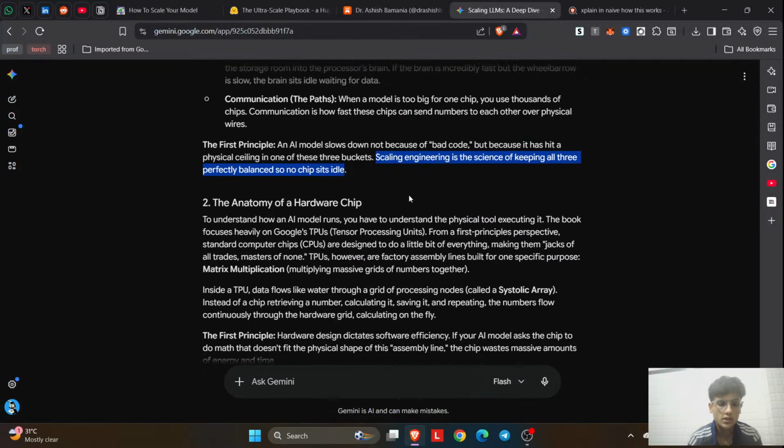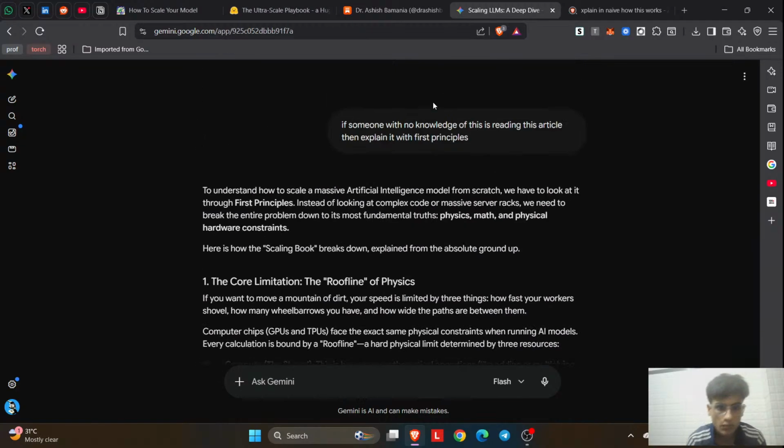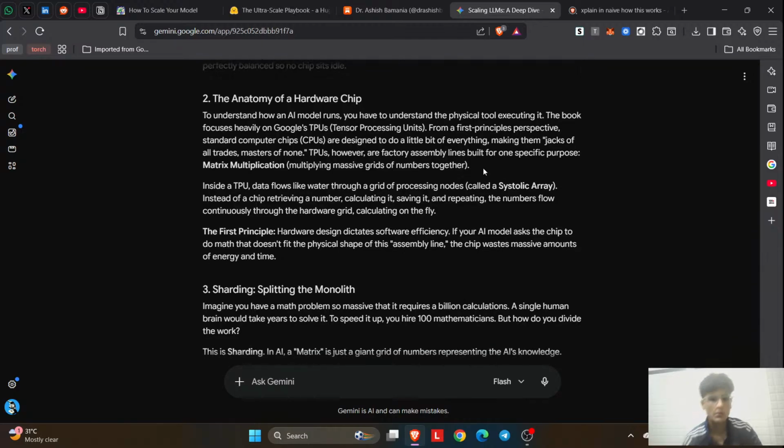So scaling engineering is this. The anatomy of the hardware chip. To understand how an AI model runs, you have to understand the physical tool executing it. The book focuses heavily on the Google TPU. From a first principles perspective, standard computer chips, CPUs, are designed to do a little bit of everything, making them jack of all trades. TPUs, however, are factory assembly lines built for one specific purpose: matrix multiplication.